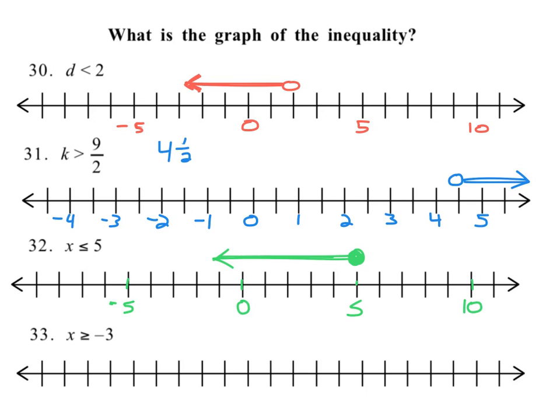Okay, and one more. Let's mark 0, 1, 2, 3, 4, 5, 6, 7, 8, 9, 10. Going the other way, -1, -2, -3, -4, -5. Okay. X has an endpoint at -3. That's right here. Do we fill it in? Yeah, it says or equals, so we fill it in. And is X greater than or less than? Greater than or equal to. So that is this direction. That's it. That's how you do it.